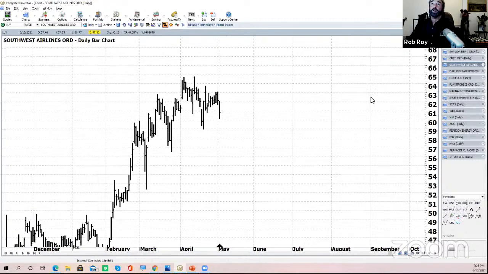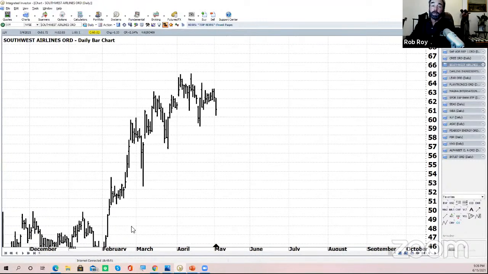On the 4th of May, we looked at LUV. We actually sent this one out as an alert to our subscribers as well. We closed at 60.82 on that day, and we closed down at 57.12 today. So continuing to move lower.